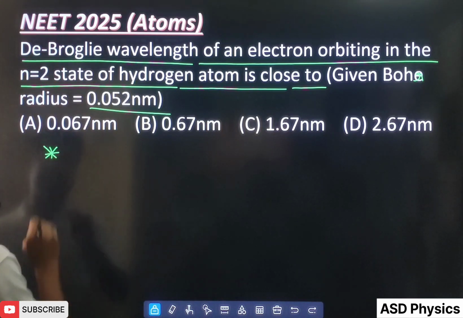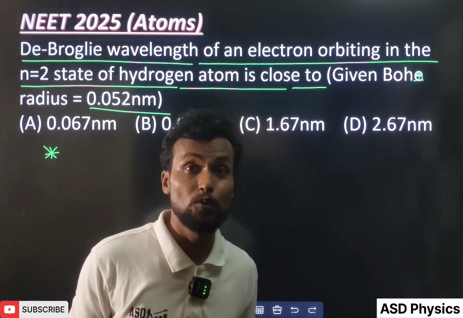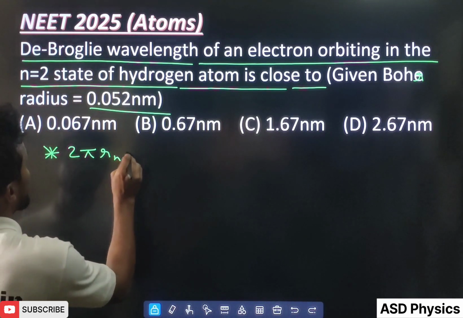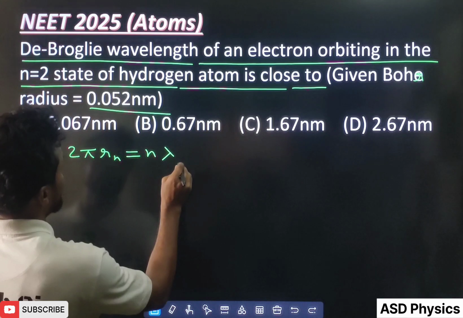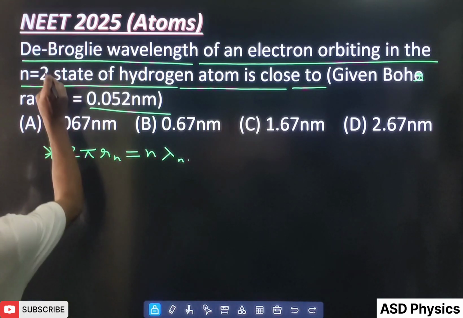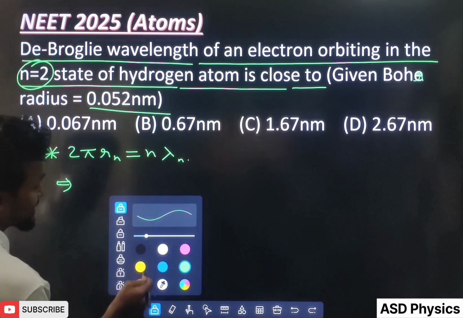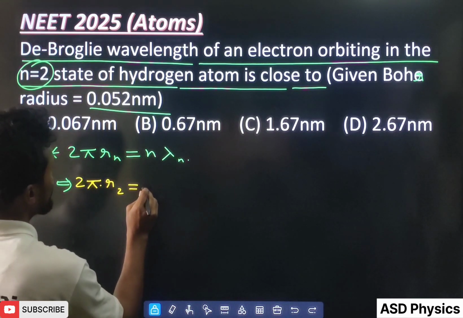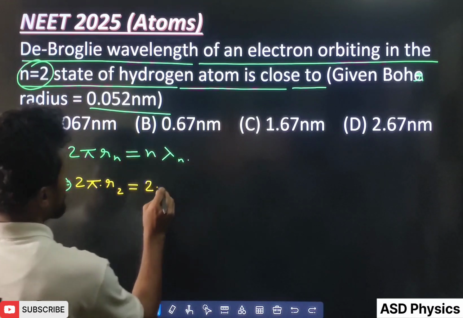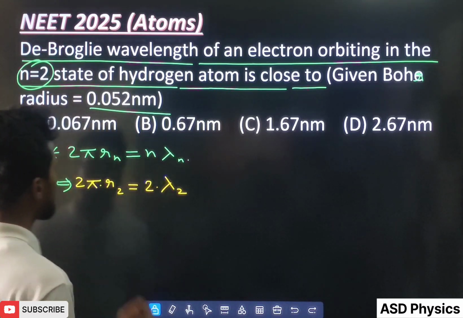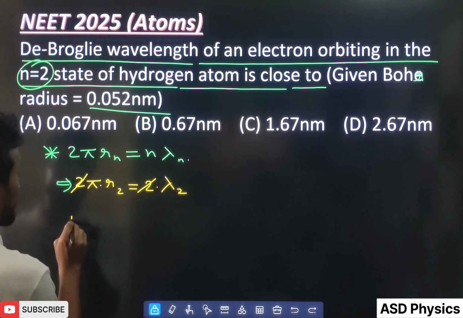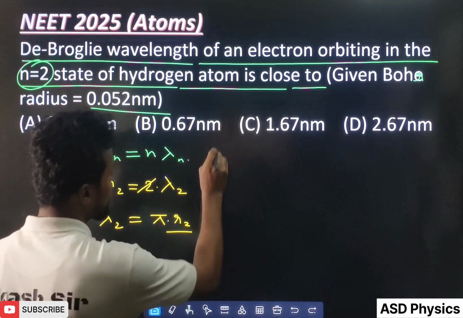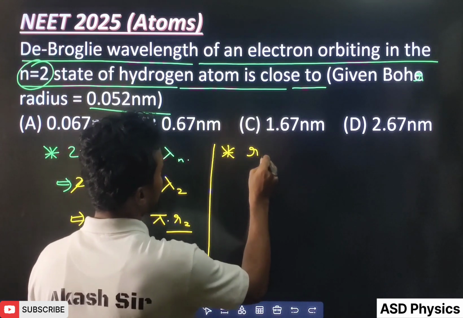So remember that here we have to use the de-Broglie hypothesis in the Bohr model. And what is this here, students? 2 pi Rn is equal to n lambda. And what n value is given here? The n value given here, students, is 2. So see here, 2 pi into R2 is equal to n, which is 2, into lambda 2. Now after that, this 2 and this 2 cancel, that means lambda 2 is equal to pi into R2.